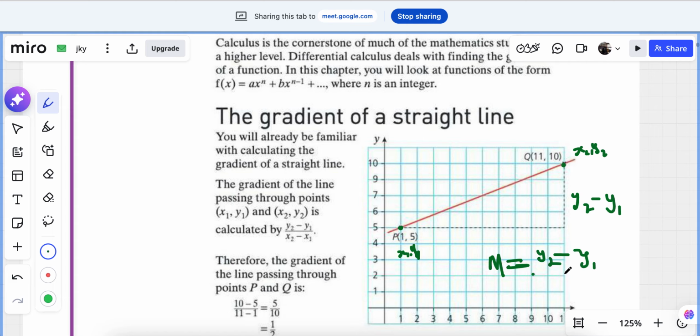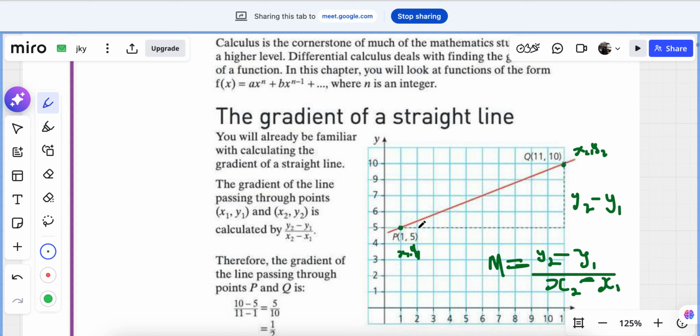What's the change in the horizontal axis? The horizontal axis is this one. You trace to x2, the x value of the higher point, minus the x value of the lower point. So we say over x2 minus x1. This is how we calculate gradient. I think in lower grades we've studied the formula for calculating gradient. Gradient is like differentiation, or rate of change.